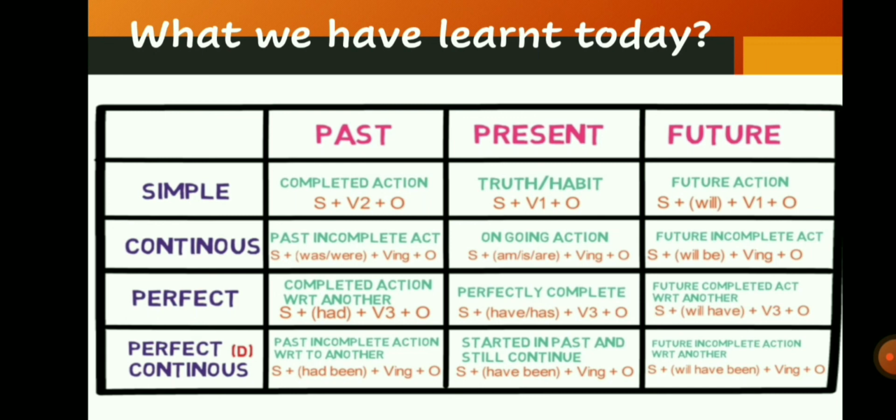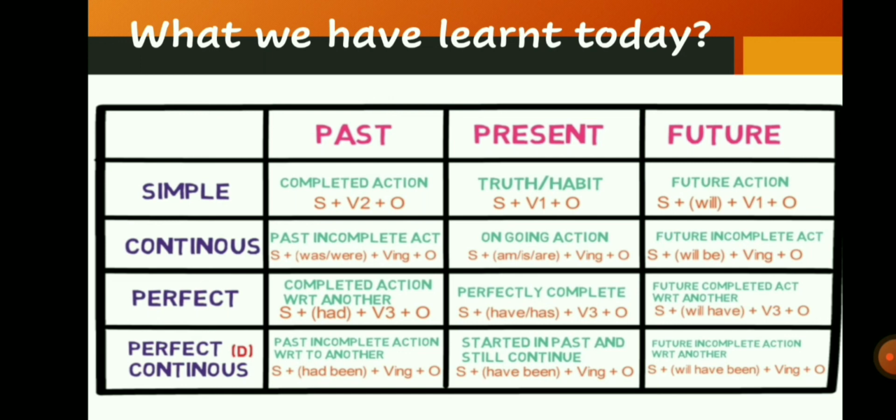Then present continuous tense refers to ongoing action. The next, present perfect tense, refers to perfectly completed action. Then we studied the present perfect continuous tense, that is the action which has started in the past and is still continuing in the present. Then we studied the future tense. In simple future tense, we saw that there are three forms.